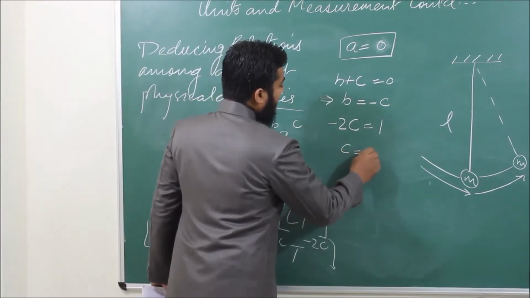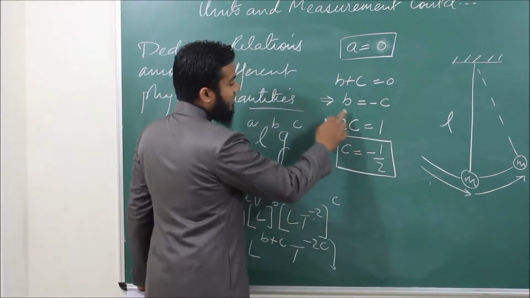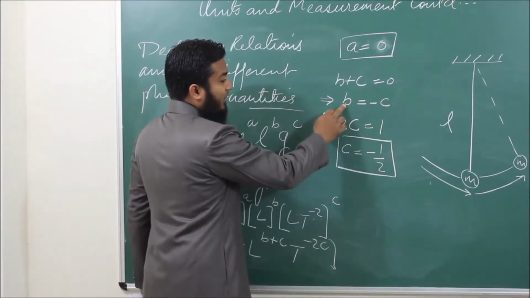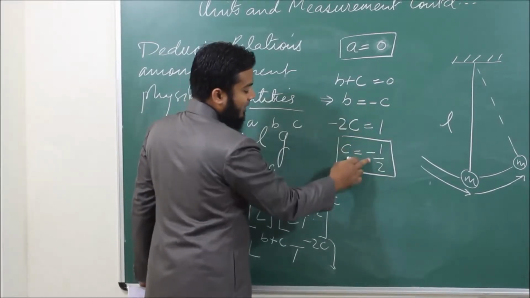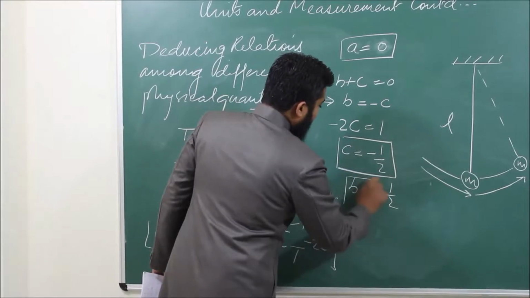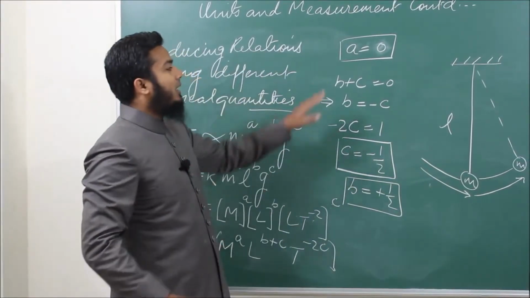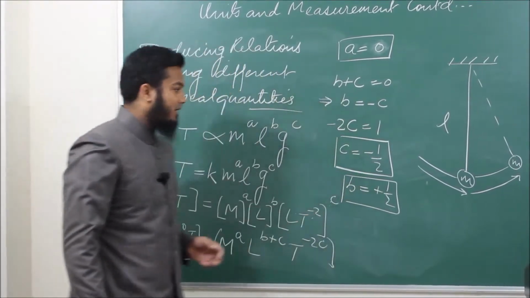From here we found the value of c, which is minus half, and if c is minus half, you can see b is minus c, and minus of minus half is just plus half, so b is plus half. So you found the values of all the exponents: a is 0, b is plus half, and c is minus half.